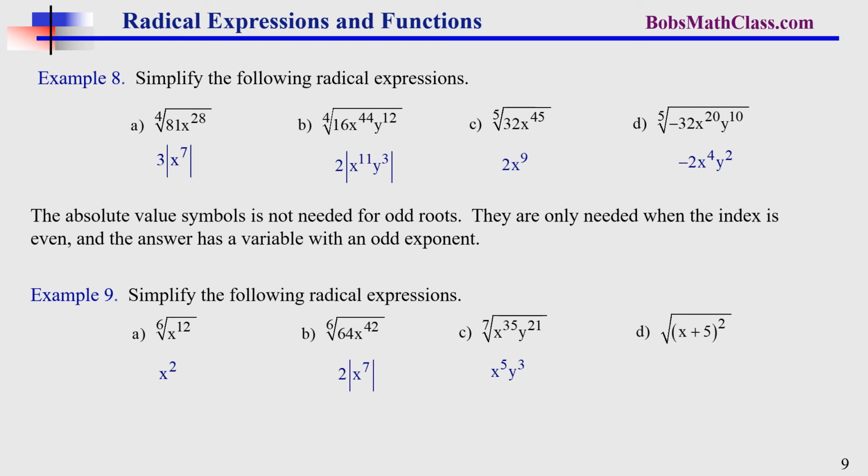Part D, the square root of x plus 5 squared. So this was a little bit different because it's a binomial. It'll come up again later in this chapter when we're solving equations with square roots. So what times itself is x plus 5 squared? And the answer will just be x plus 5 to the first power, so we need to have the absolute value around it to make it positive.